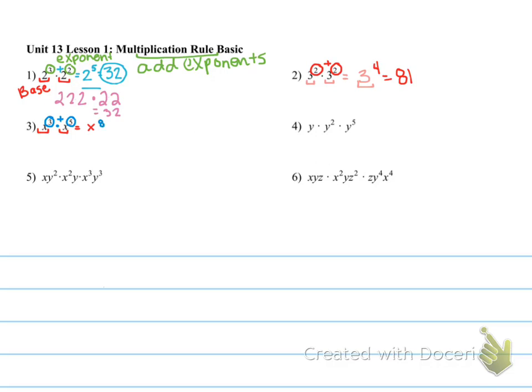And again, you could check that by saying, if this is x to the 3, that's 3 x's: 1, 2, 3. And then x to the 5th is 5 x's: 1, 2, 3, 4, 5.